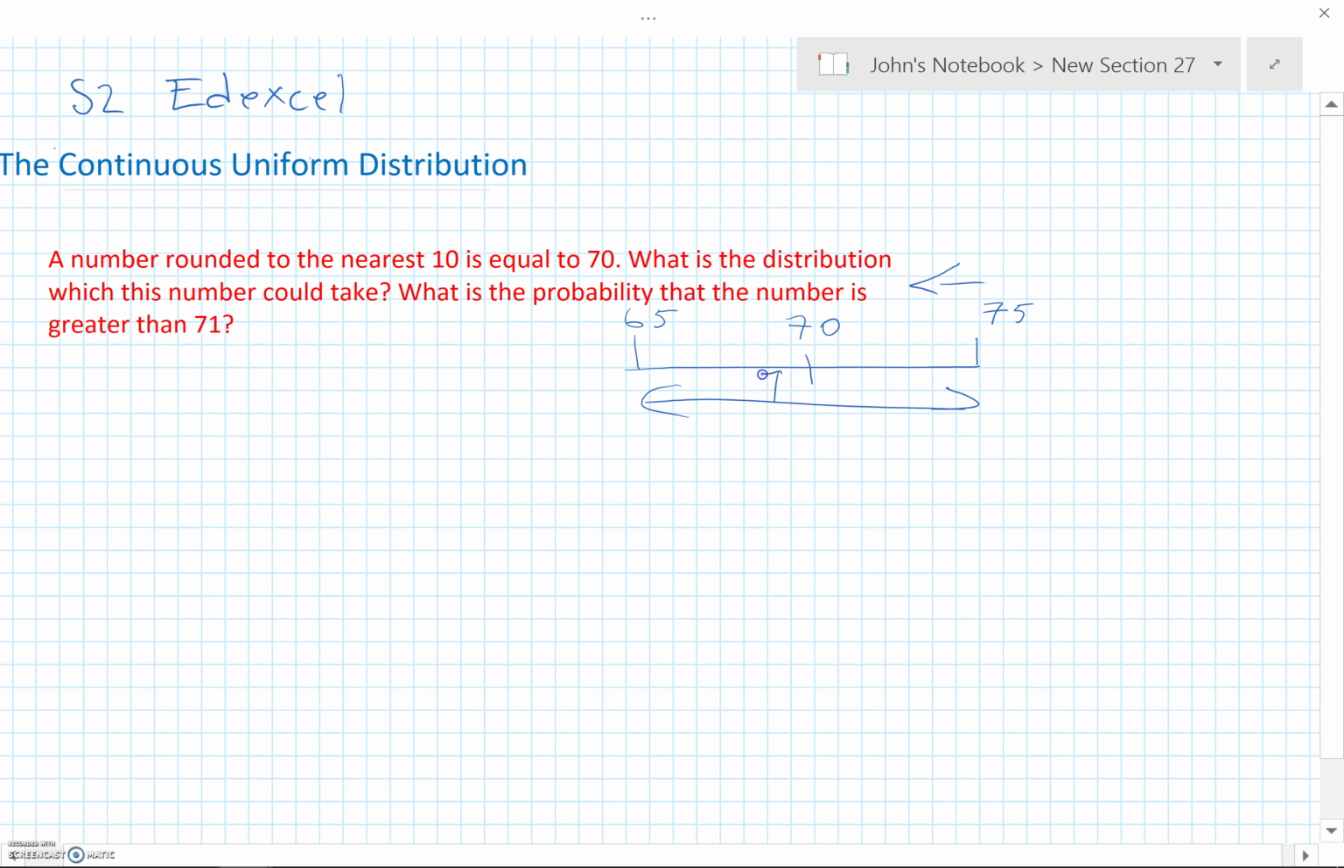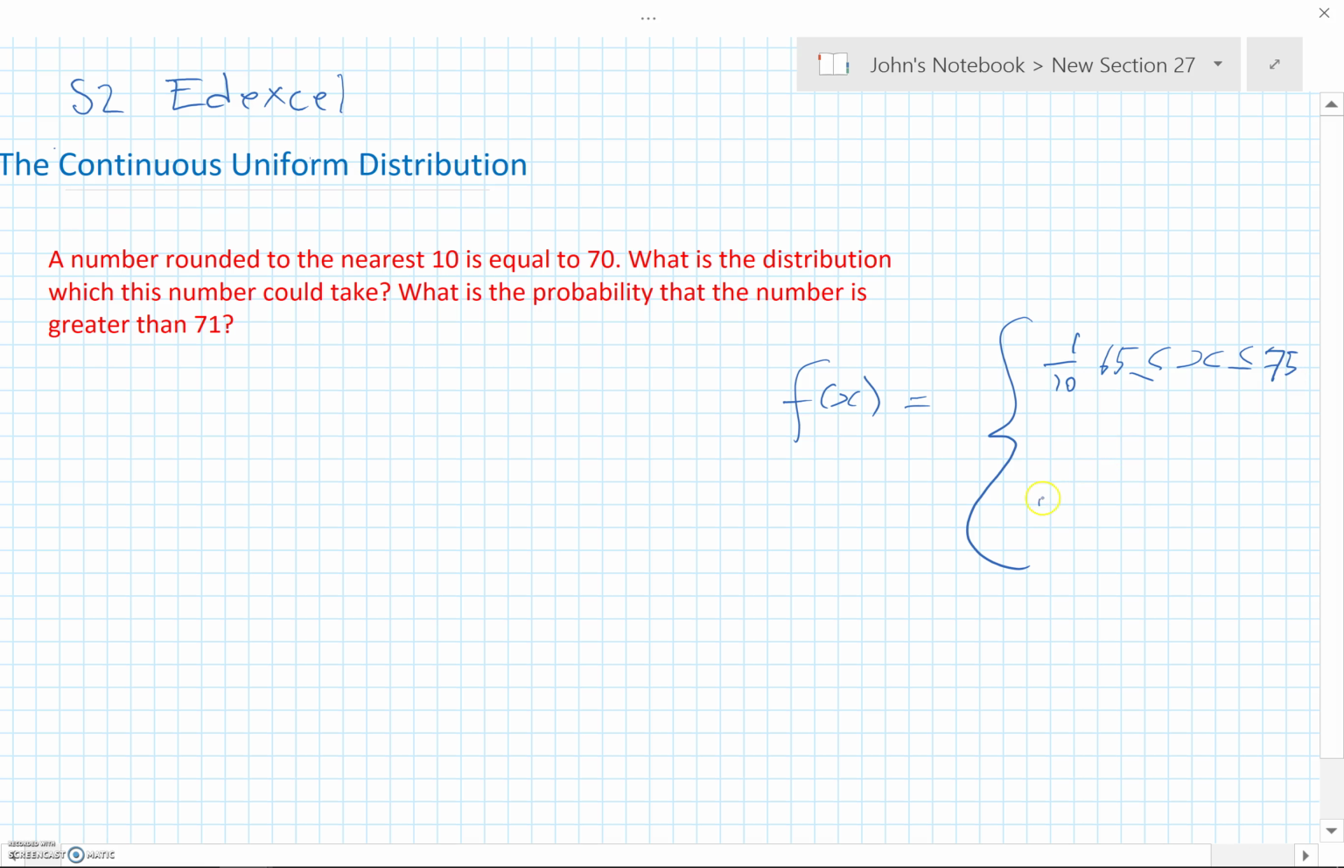We're not any more likely, as you might do with a normal distribution, to be centered around the middle. Randomly, they're going to occur with equal probability anywhere between 75 and 65. Now, if we had the PDF of this particular example, we would just say that f(x) is equal to 1/10, for x between 65 and 75, and 0 otherwise.